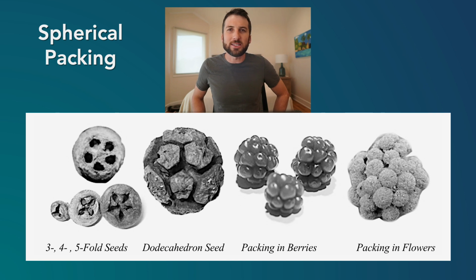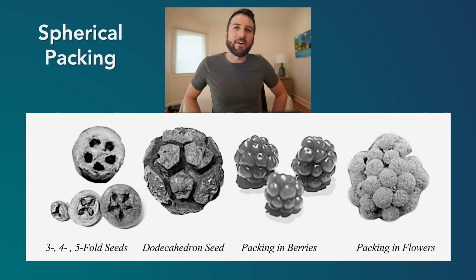Spherical packing can also be seen in different seed pods in biology. So you often see 3-fold, 4-fold, 5-fold symmetry in eucalyptus seed pods and other seed pods. And there's often even dodecahedral symmetry seen. You can see this example here where it's near pentagon arrangements.